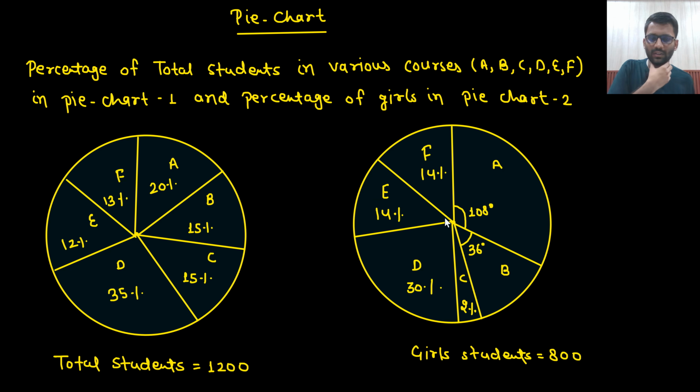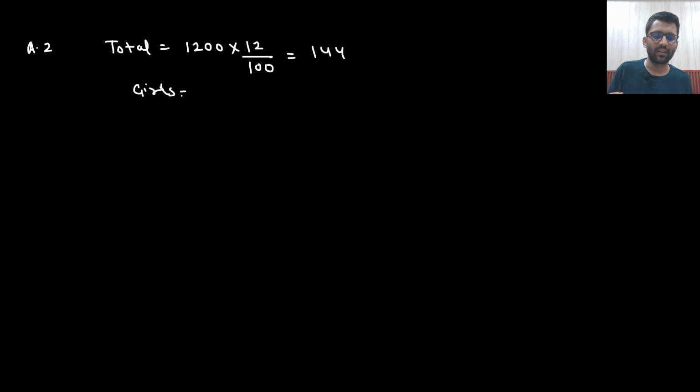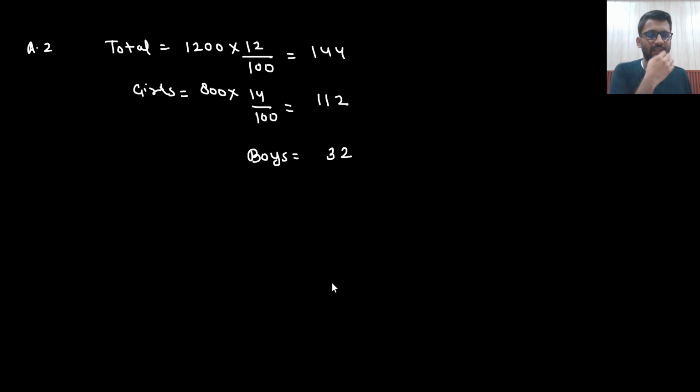In course E, 14% of 800. So 14 into 8, what is that? I don't remember. 14 into 8 is 112. So how many boys are there? Boys are 32. 32 boys are there, right? The calculation is correct.